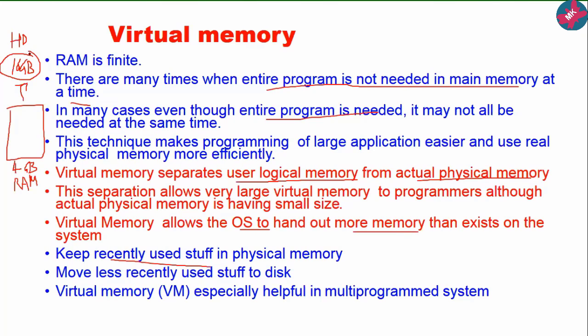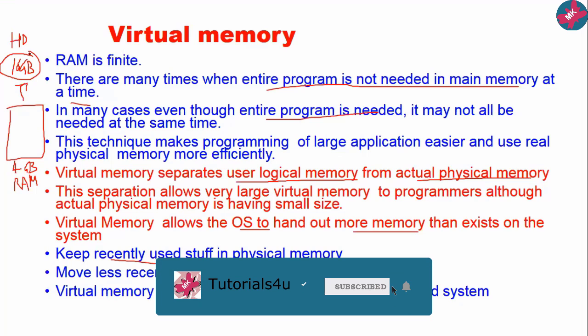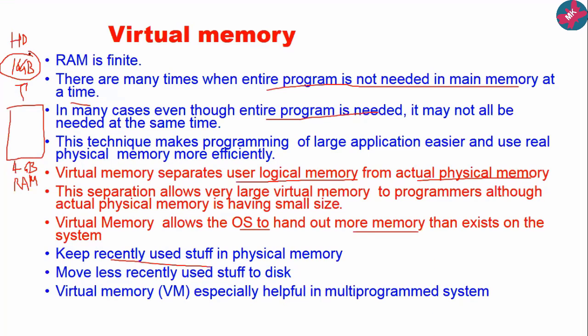Now, this virtual memory is very helpful in a multi-program system. So, in short, how will you define virtual memory? Virtual memory separates user logical memory from the actual physical memory. And due to this separation, programmers can write very large application programs even if the physical memory is of small size. And due to virtual memory, the operating system hands out more memory than what exists on the system.